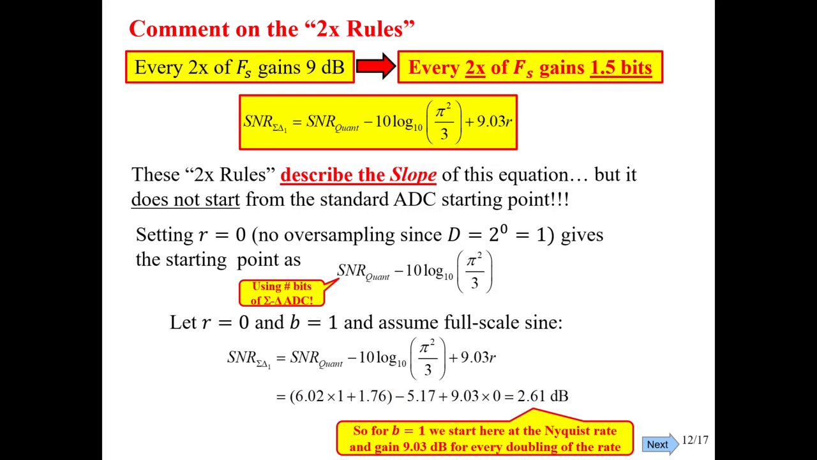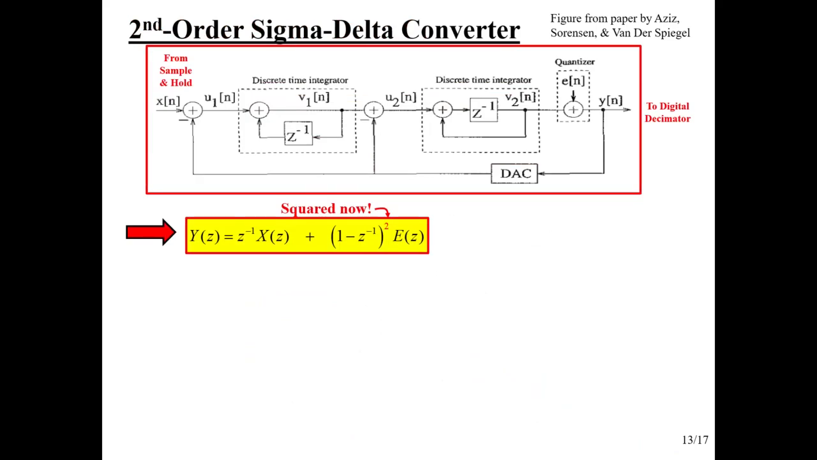But now, as we increase the sampling rate, every time we go up by a step of R equal to 1, we're going to go up 9 dB from that point. So if we go to R equal to 1 from R equal to 0, we'll go from 2.61 up to about 11.64. That's pretty good just for a doubling. And then we'll go up another 9 for the next doubling and so forth. All right, that was a first order sigma delta.